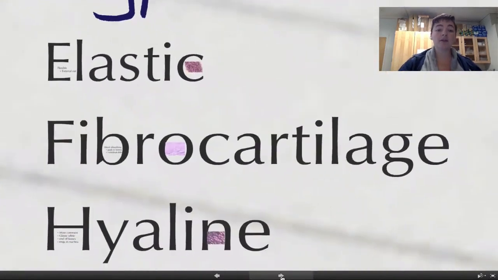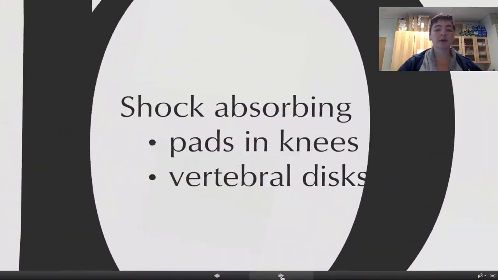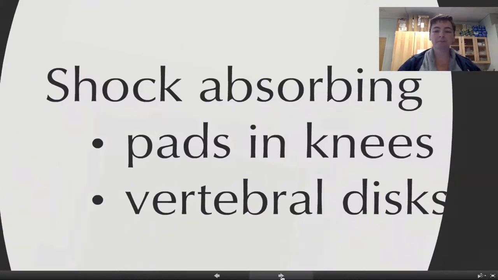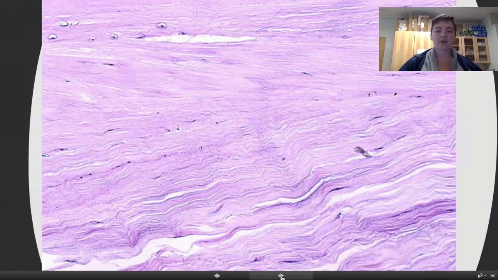We have fibrocartilage. This is the shock-absorbing cartilage within your knees and then between your vertebrae, the discs in your vertebrae. And this is what it looks like, very similar to that of dense connective tissue.